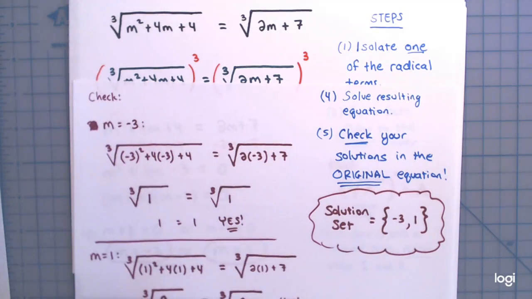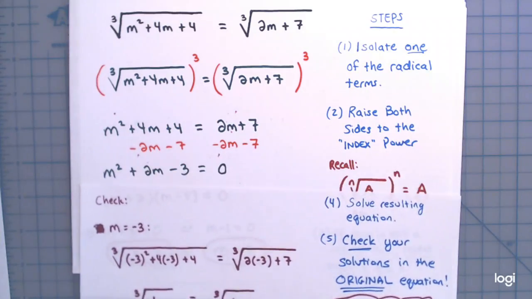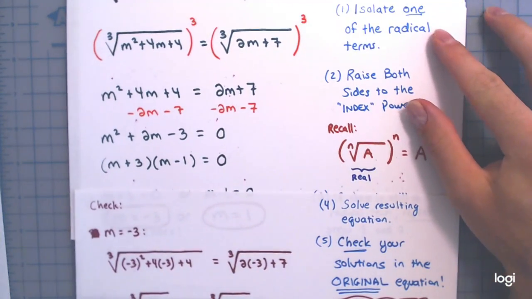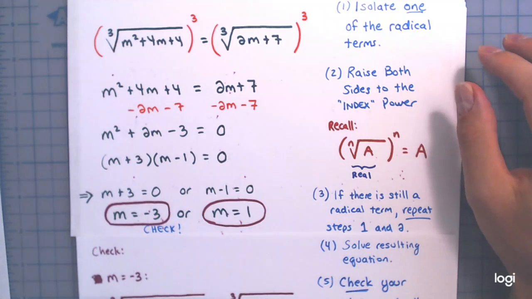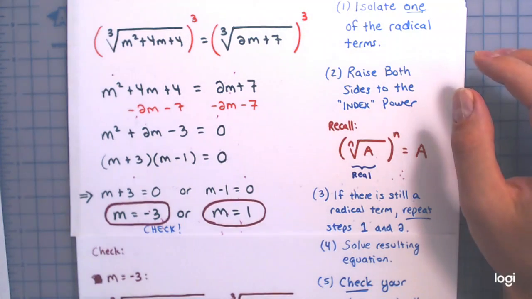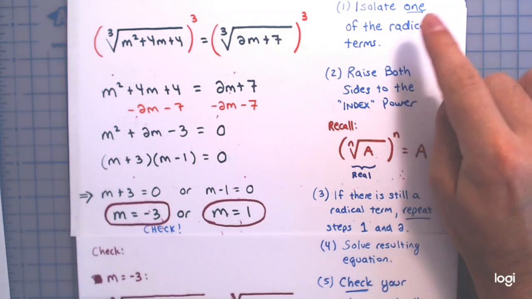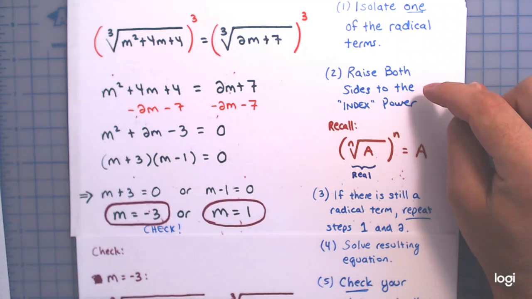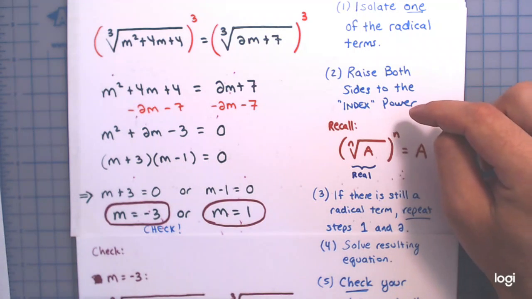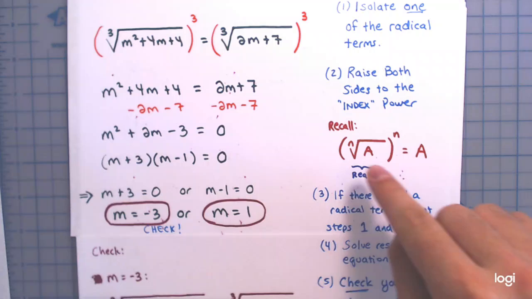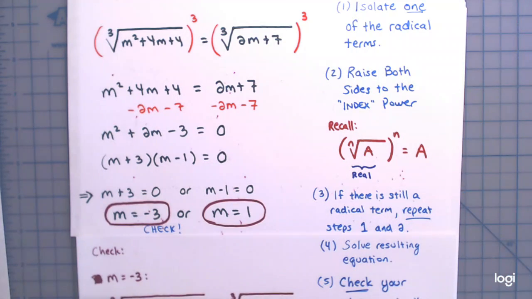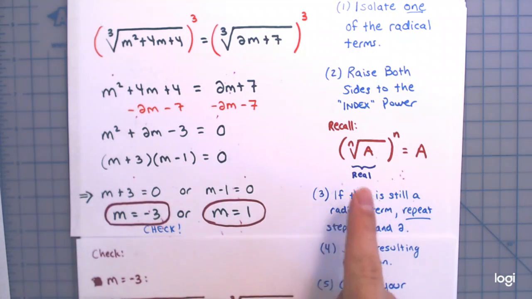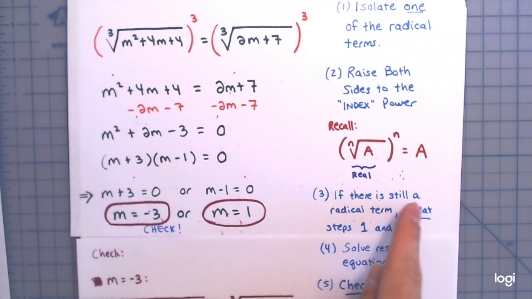Alright, but the key to take away from this is the steps that I followed. I'm going to walk through them again, and we'll do the same exact steps for the next equation I solve. All right, the next example. So first, isolate one of the radical terms, right, one of them. Then we want to undo that radical by raising both sides to the index of the radical. And that brings into play this property here. Then if, after you raise both sides to the index power, there's still a radical term, you're going to repeat steps 1 and 2, right?